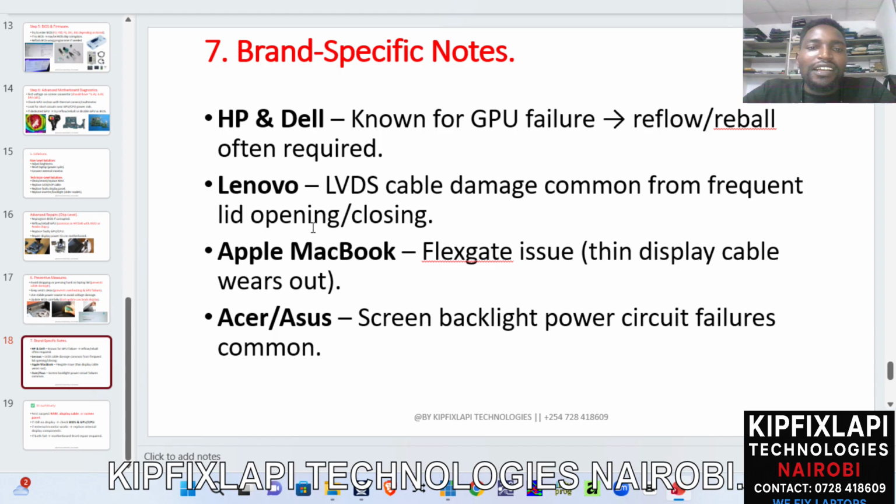For the Apples, the MacBooks, their main problem is the flexgate issue. That's the display cable for the MacBook. They have a thin display cable which wears out over time. That's the main problem. For Haier and Asus, they encounter screen backlight power circuit failure, which is very common.